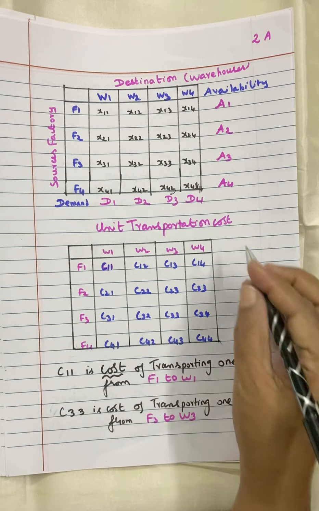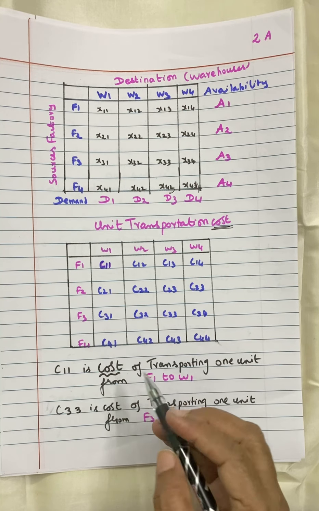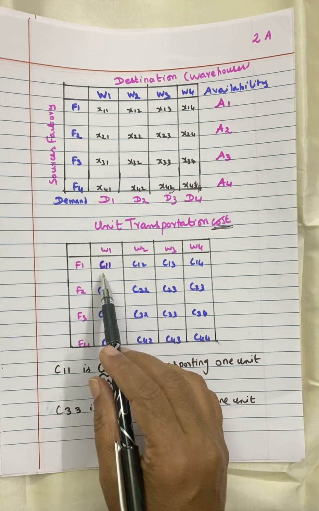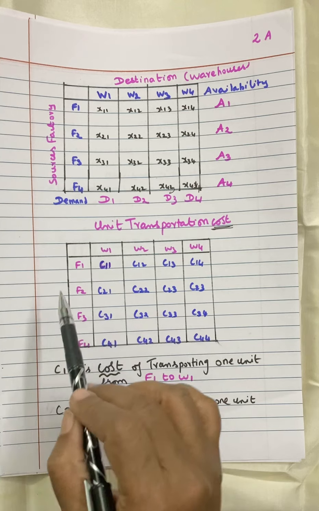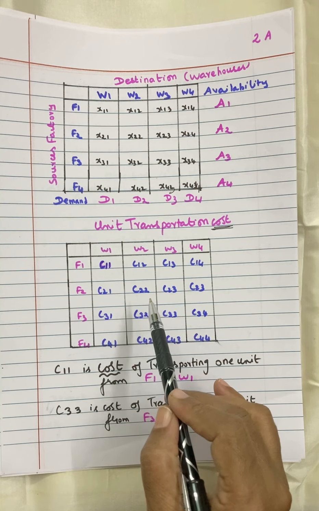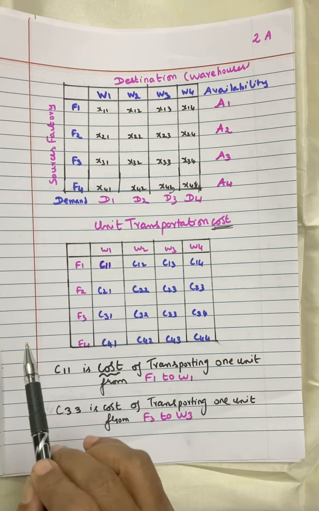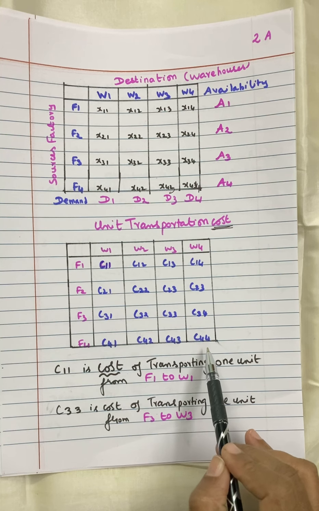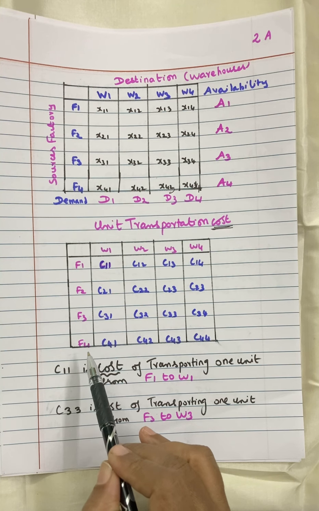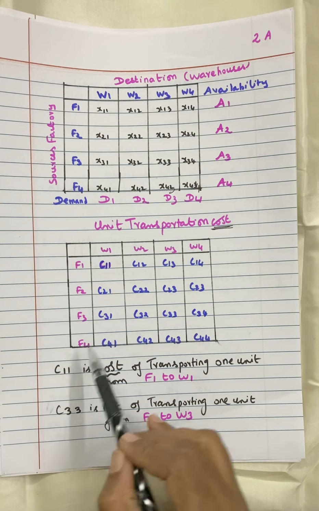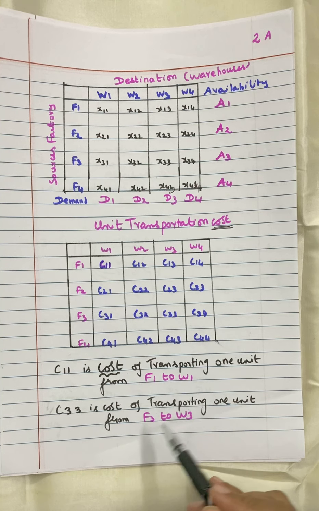Unit transportation cost. So how much cost is required for such a transport? C11 is the cost required for transporting goods from F1 to W1. C23 means the cost required for transporting goods from F2 to W3. C44 means the cost required to transport the product from F4 to W4. So C11 is the cost of transporting one unit; similarly I have written the others.